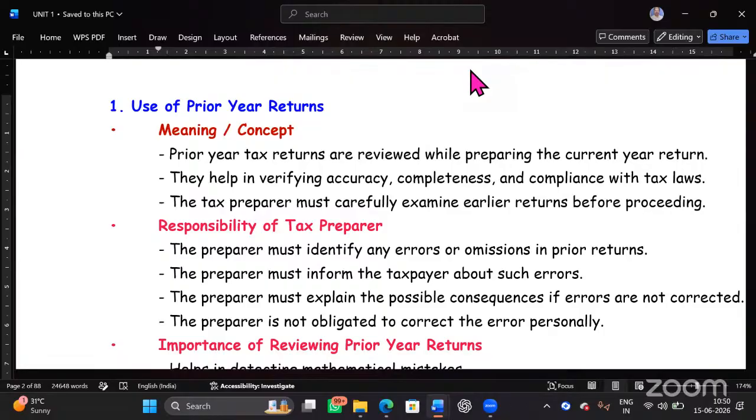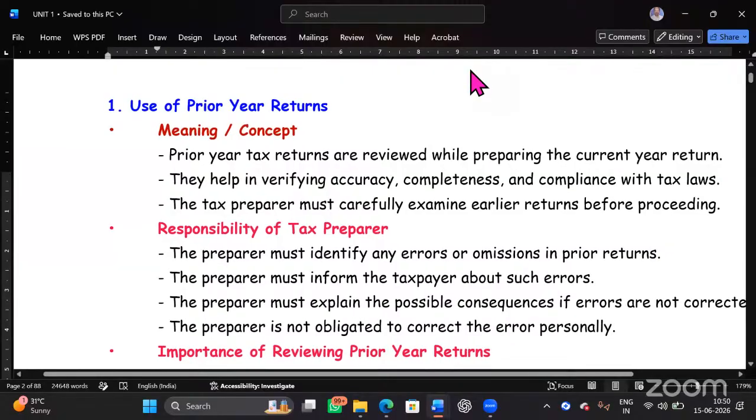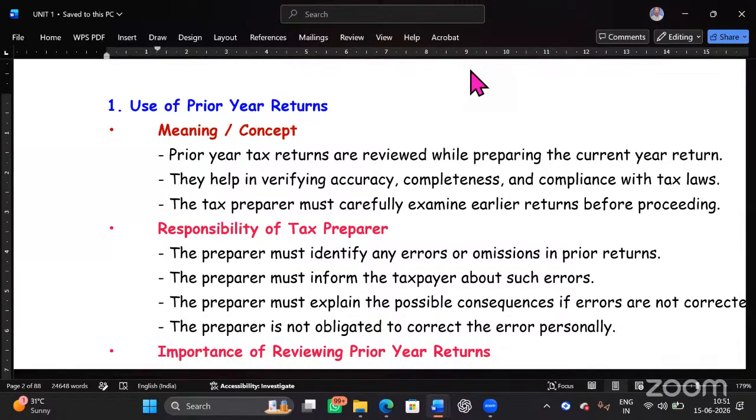Okay. Use of prior returns. When we are filing a tax return in the current year, we have to refer to the previous year's return information. Suppose last year we filed a tax return; in that, the name, social security number, number of dependents, whether married or not married, whether American citizen or not American citizen, that information was already included in the last year's return.